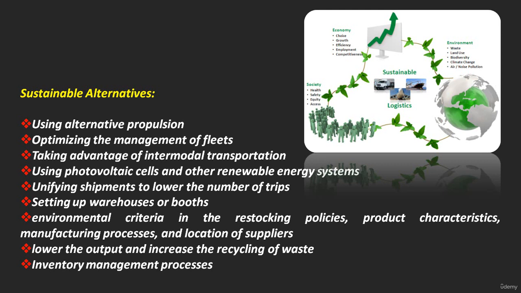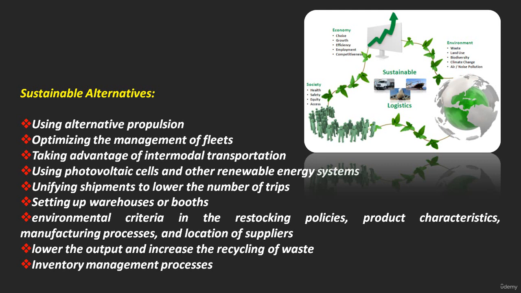Apart from buying vehicles that pollute less, it is necessary to use systems to plan routes and prioritize cargo consolidation. Take advantage of intermodal transportation, in other words, using two or more means of transportation to move loads, to increase competitiveness and lower pollution, and use photovoltaic cells and other renewable energy systems at the logistics centers, which will lower the use of electricity and the environmental impact.